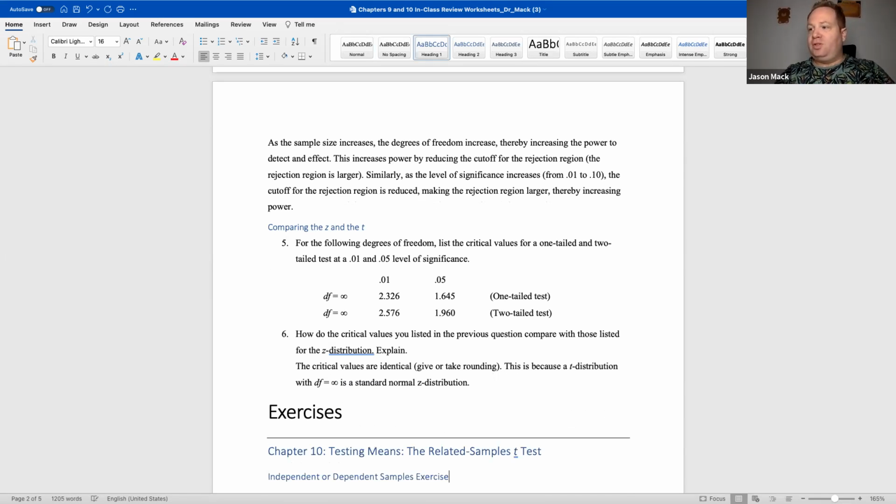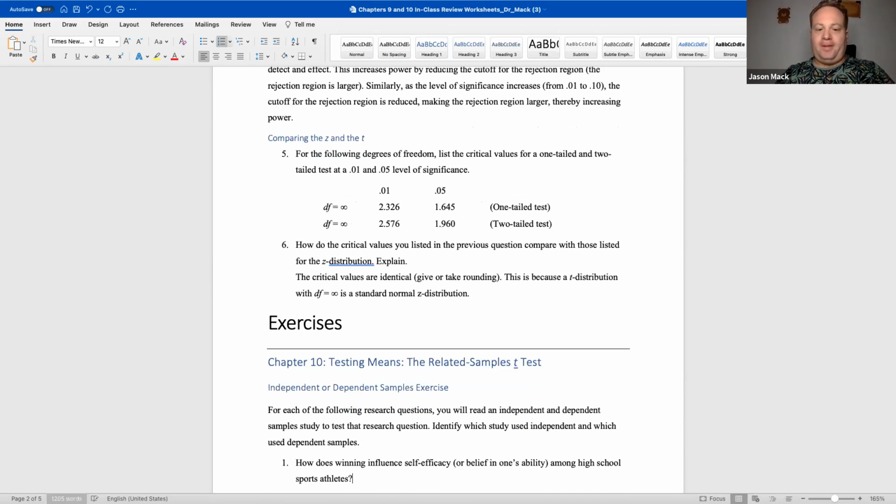Okay. So the next thing that we want to look at is a little bit more conceptual. For this chapter, and this is still chapter 9, we have an independent or dependent samples exercise. For each of the following research questions, you will read an independent and a dependent sample study to test that research question. You want to identify which study used independent and which used dependent samples. So let's walk through that.